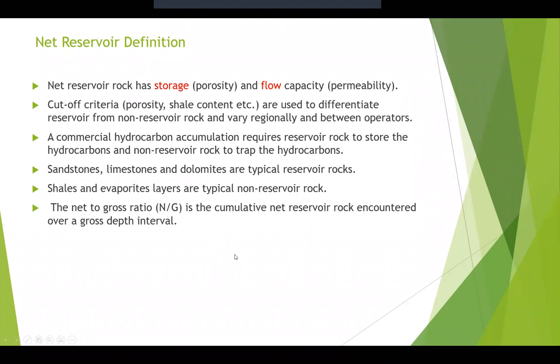Also, the reservoir rocks are mainly sandstone, limestone, and dolomite. This is what we call typical reservoirs, but as I mentioned earlier, shale could also be a reservoir these days for gas. And for the cap rock or non-reservoir, the typical rocks are shales and evaporites.